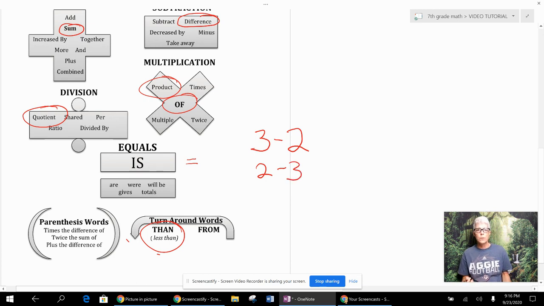So I tell my kids when they see the word less than to make a minus sign. And then if I say 3 less than, whatever I said before the word less than, I put it behind it. And whatever is after the word less than, I put it in front of it. Okay, I know that sounds crazy, but you'll see some examples that'll make a whole lot more sense in just a moment. Let's look at the notes now.